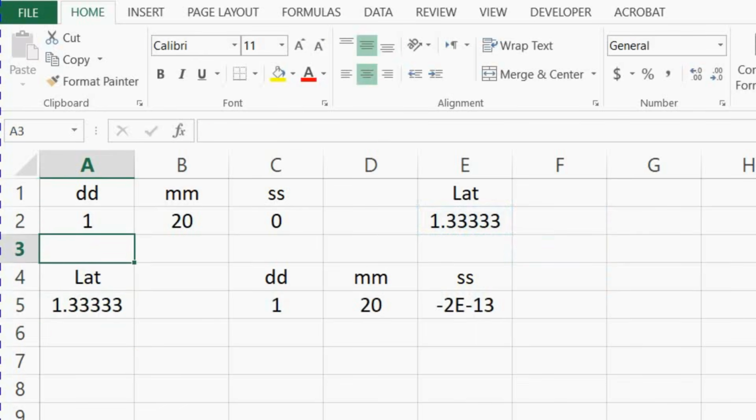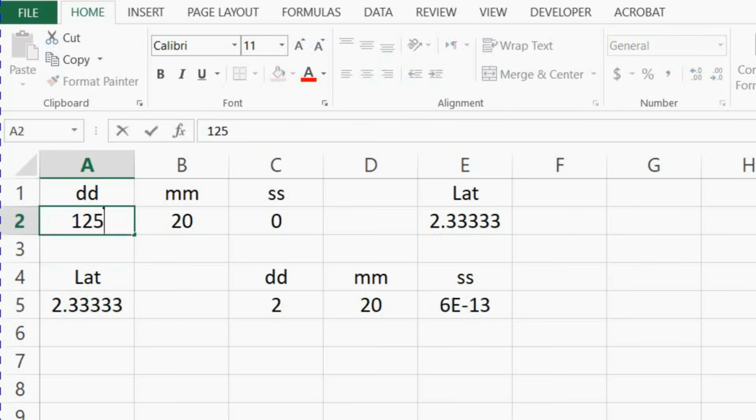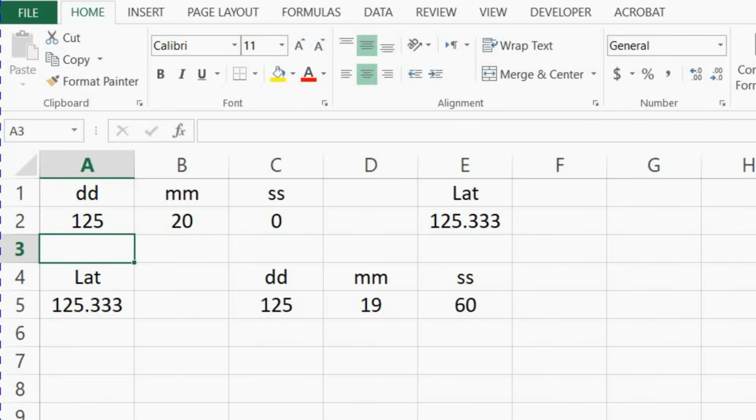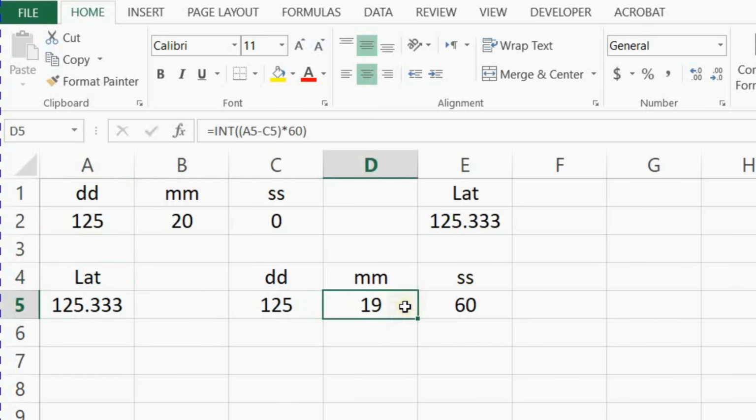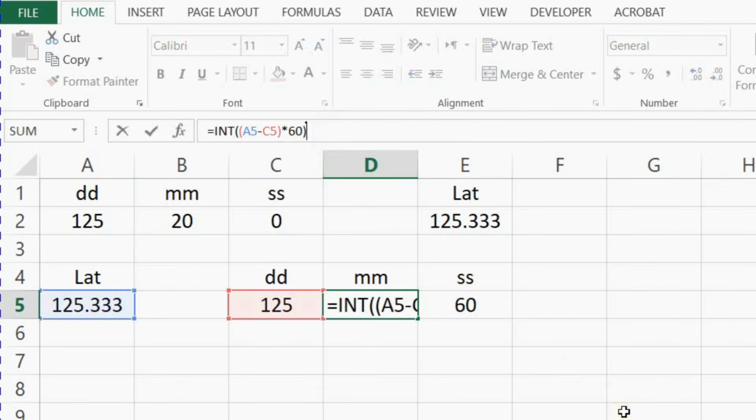If we change the degrees to 2, this should only change the integer part, but we notice that the seconds change. If we put 125 degrees, we see 19 minutes and 60 seconds. But we know that minutes and seconds do not equal 60 because 60 seconds is 1 minute. But this is all caused by rounding in Excel. There is an easy way to solve this problem.